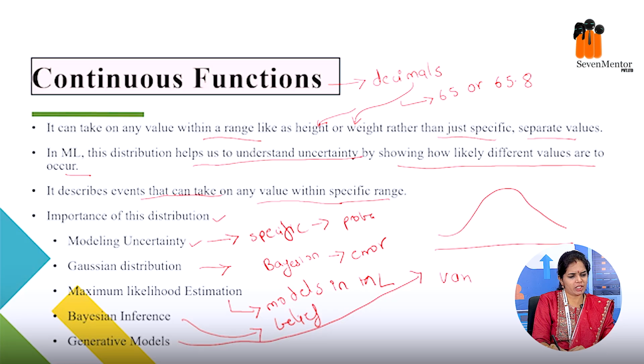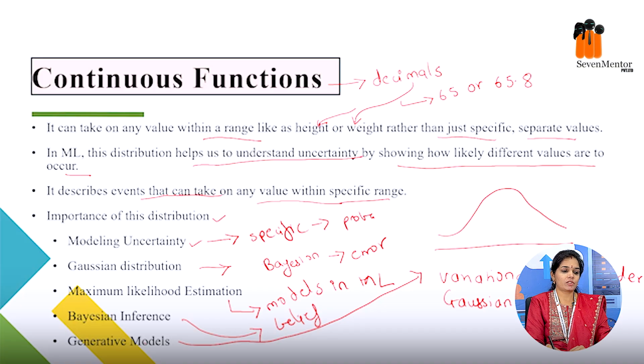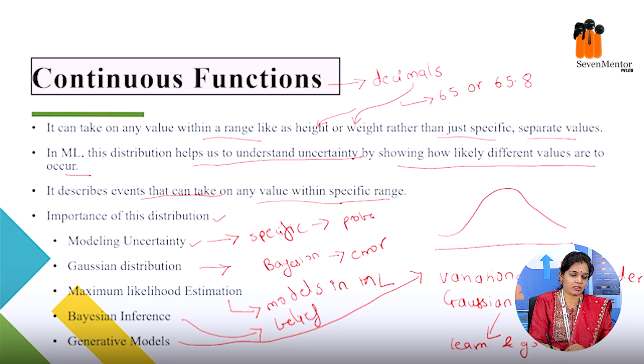variational autoencoder and Gaussian mixture. They learn and generate data. Both they can do with the help of continuous distribution functions.